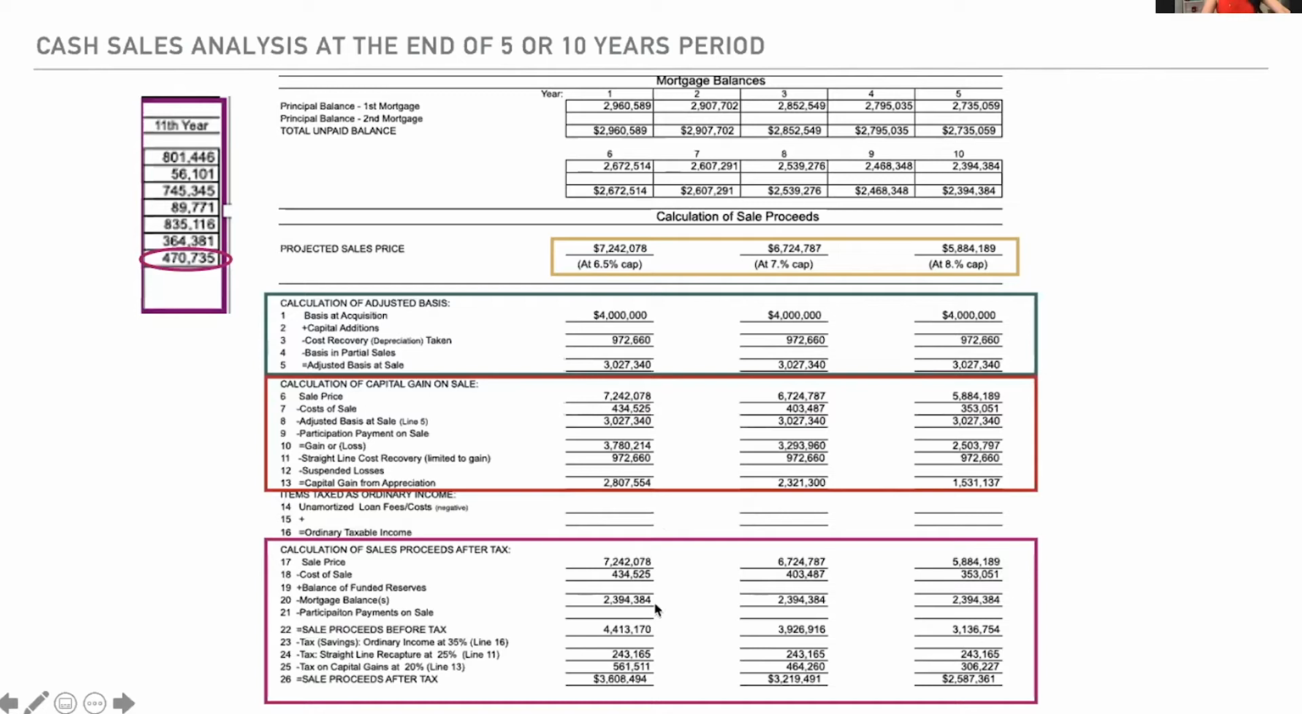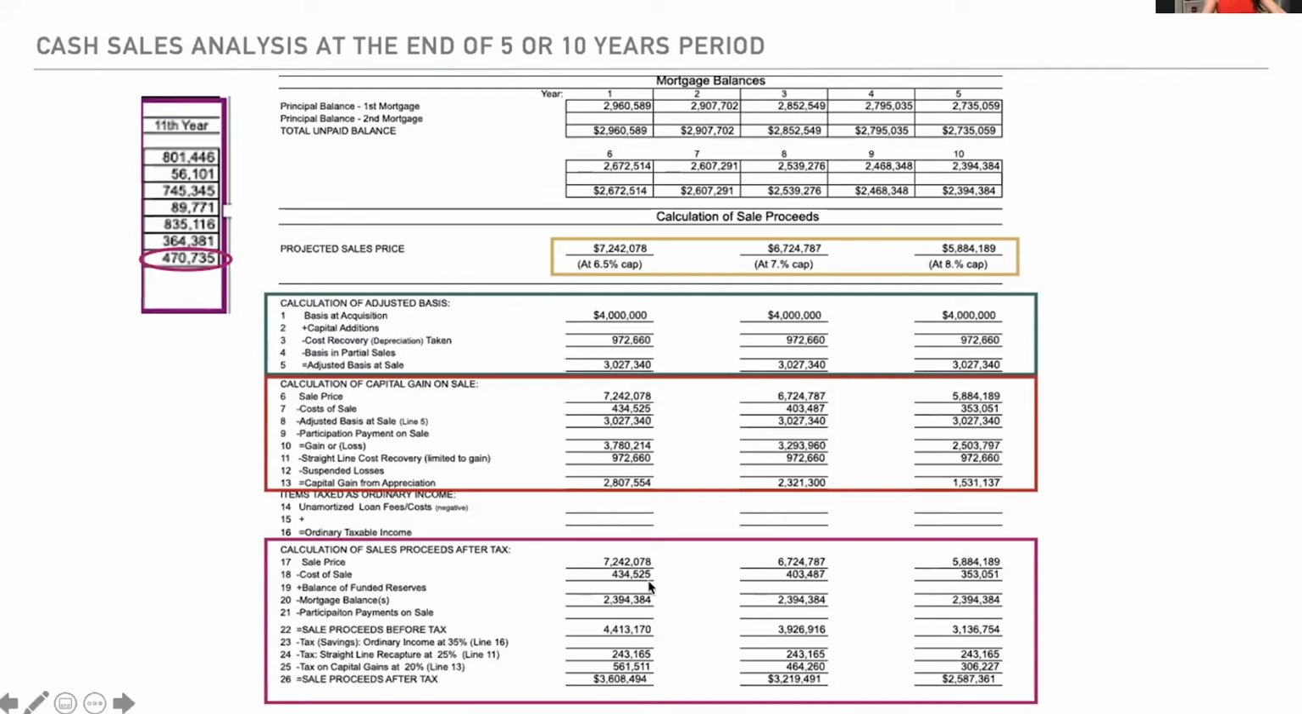Now you can calculate what the sales proceeds, how much cash this client is going to get after they sold the property, before and after tax. Why do we do that? Because if they want to do a 1031 exchange, then that's before tax. But if they say, oh, nope, that's it, this is my last property, I'm just going to pay the capital gain tax, then you can calculate what the sales proceeds are after tax.